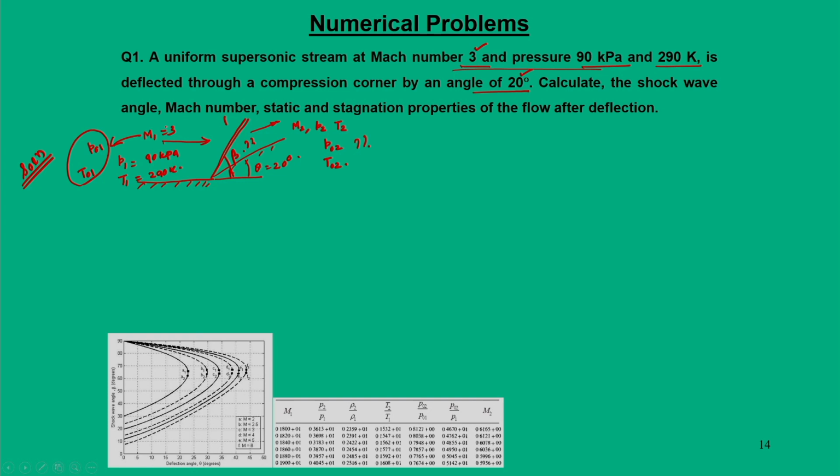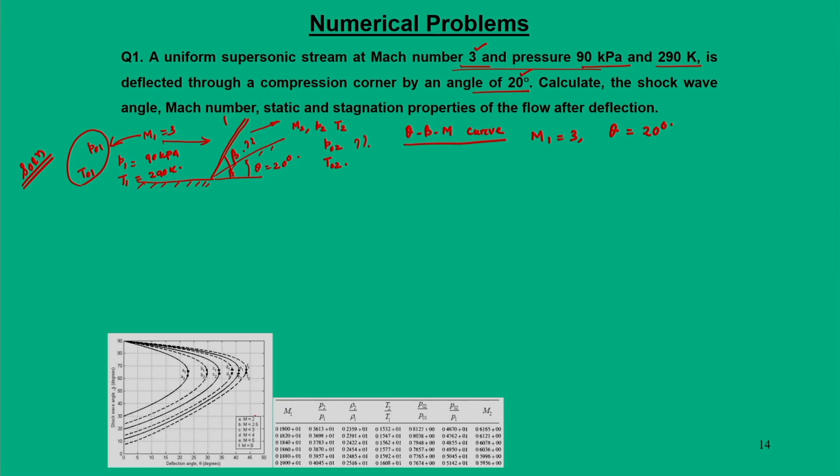So, to solve the problem, the first thing we are going to refer to is the theta-beta-M curve. To refer to this curve, what you require is M1 equal to 3 and theta, in this case, 20 degree. So, for theta 20 degree and M1 is 3.